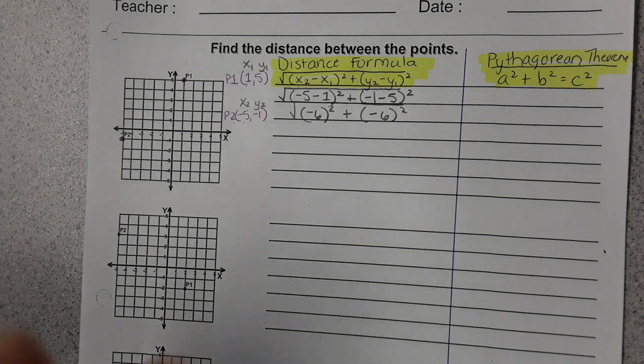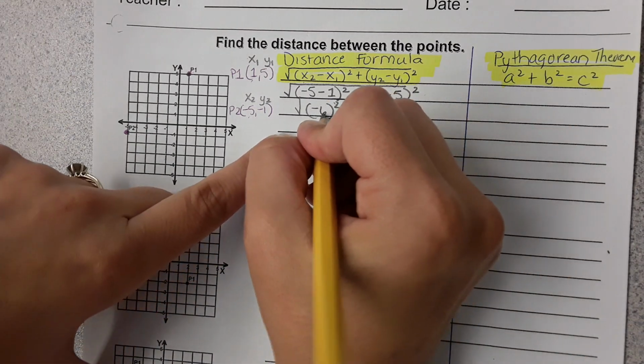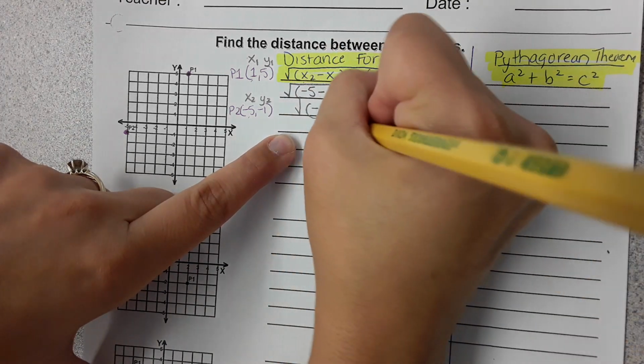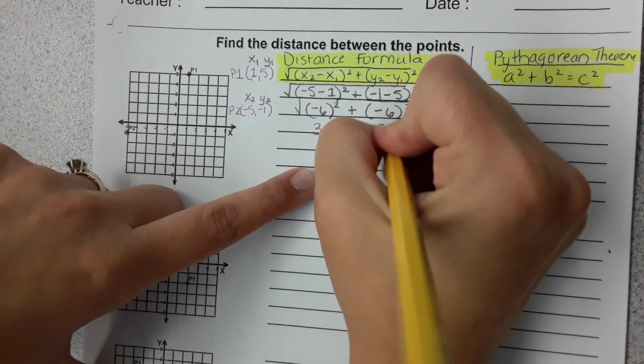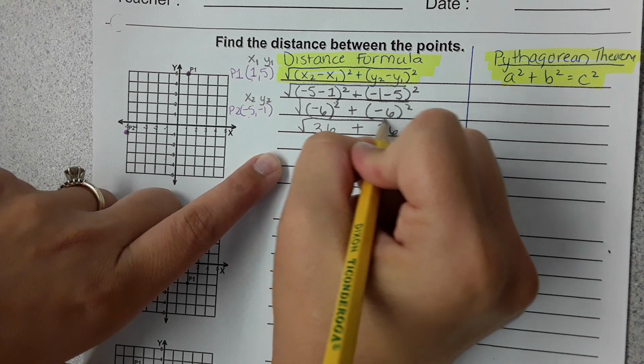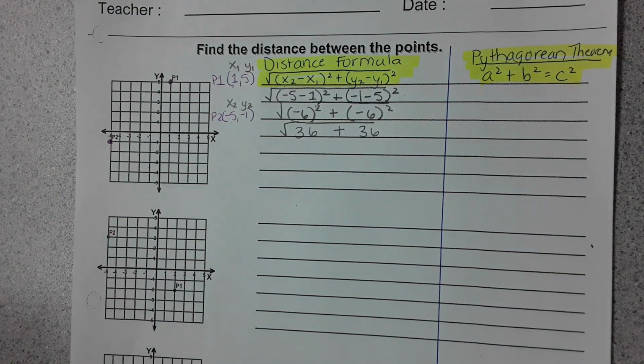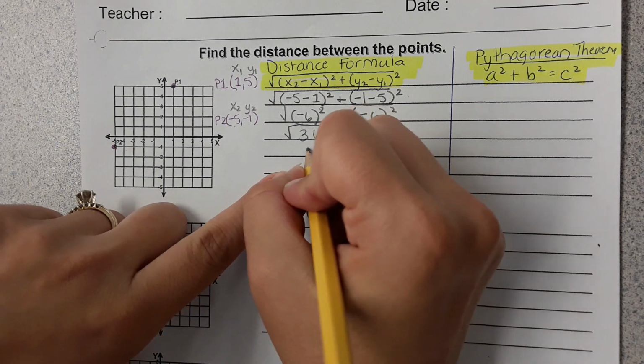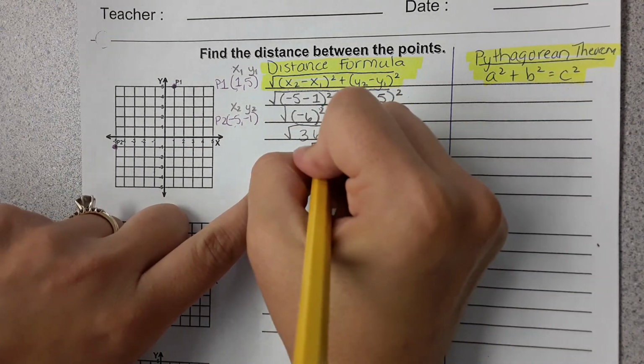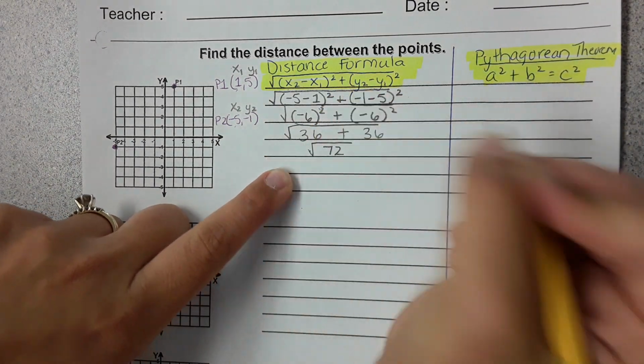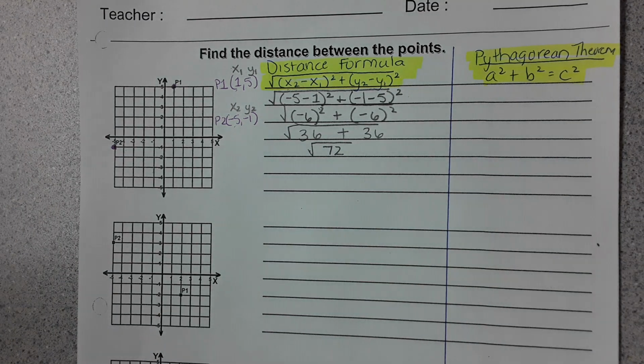Next step is your exponents. -6 times -6 is +36. Same here. Don't forget to bring down that square root. 36 plus 36 is 72. So we get the square root of 72.